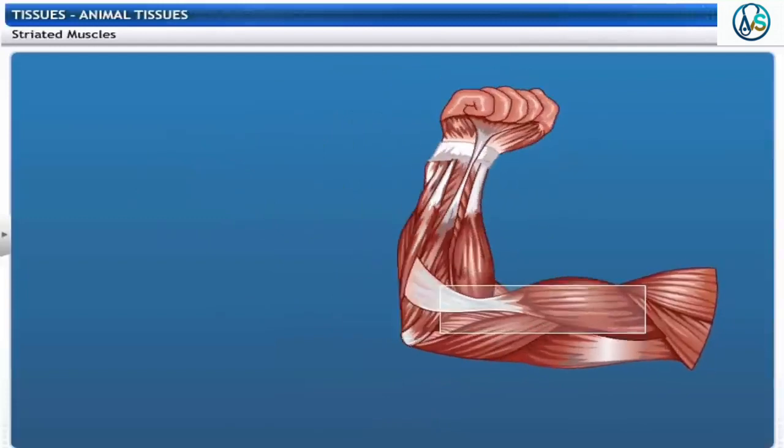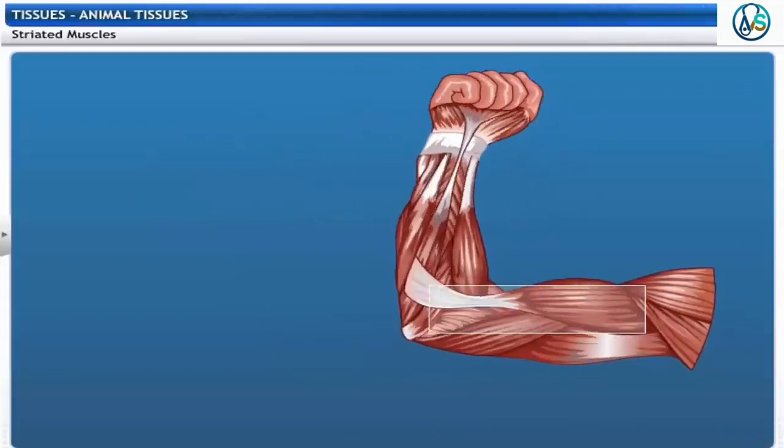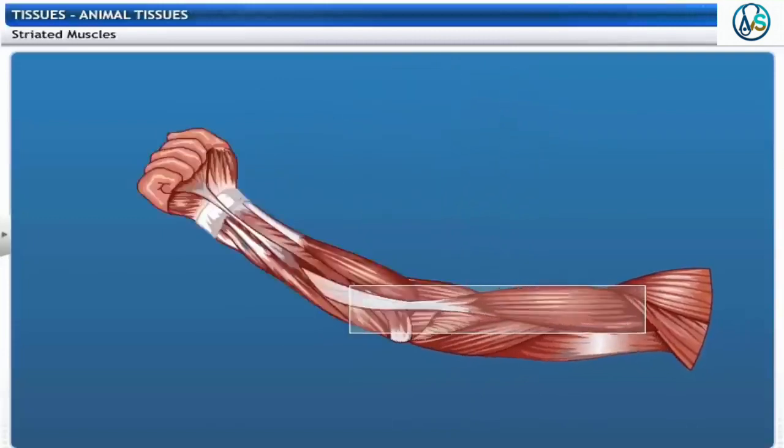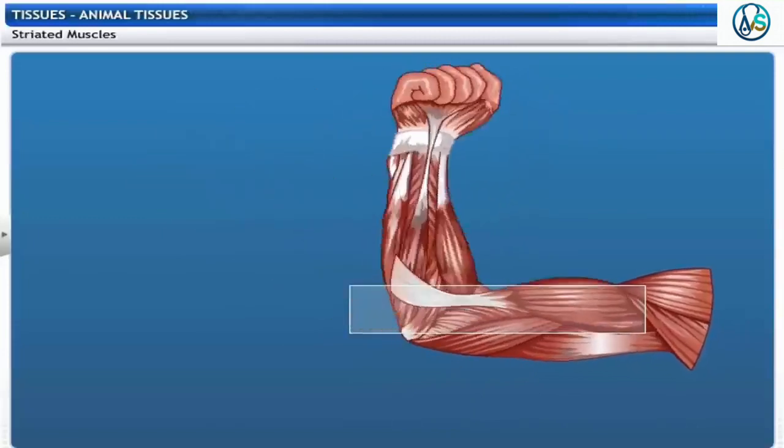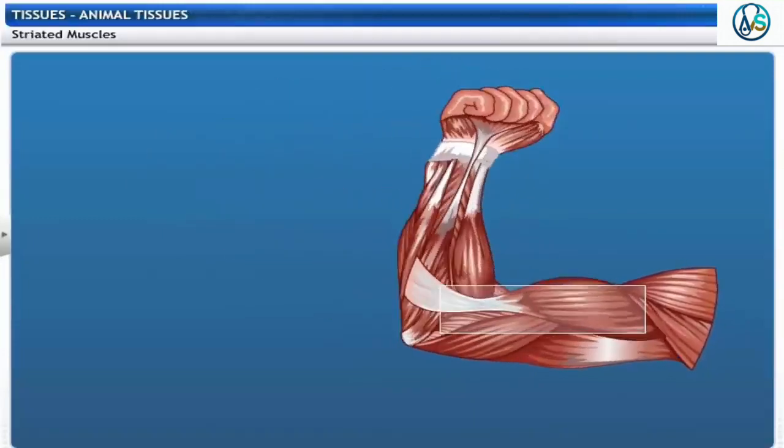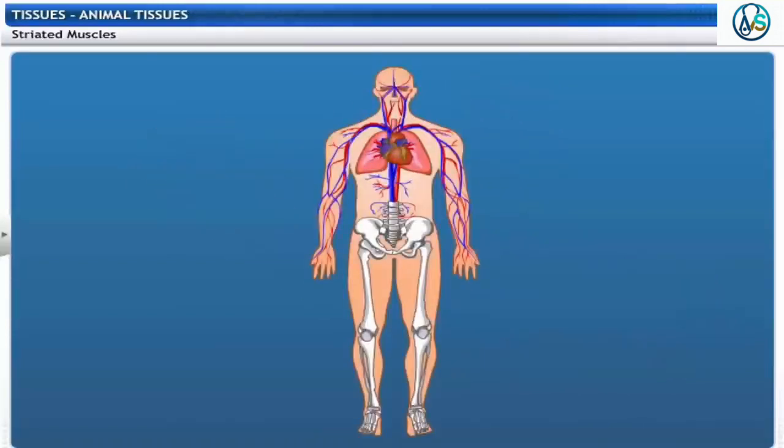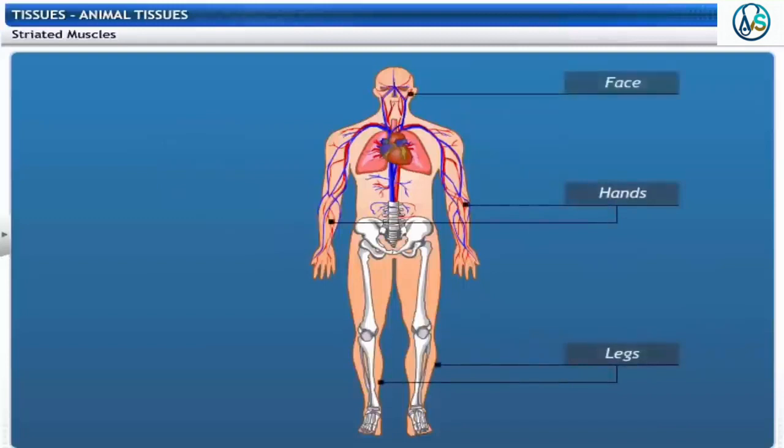These muscles help us move our limbs and lift weights at will. So, striated muscles are called voluntary muscles. They are found in our limbs, body wall, face and neck.